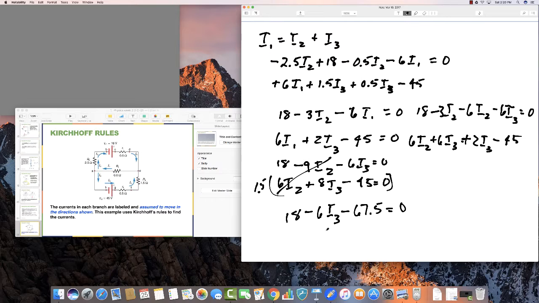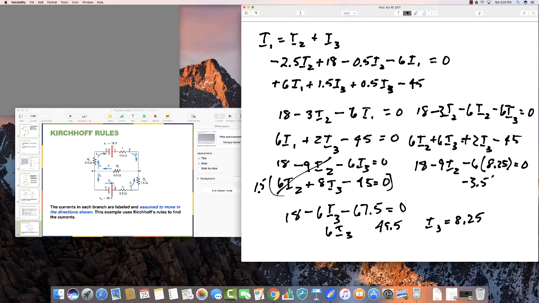And so you end up with 6I3 is equal to 49.5, and I3 is equal to 8.25. Now if you put this back in any one of these, you could put this back in this top one here. So you have 18 minus 9I2 minus 6 times 8.25 equals 0. You put that in, and you're going to get a minus 3.5 for I2.